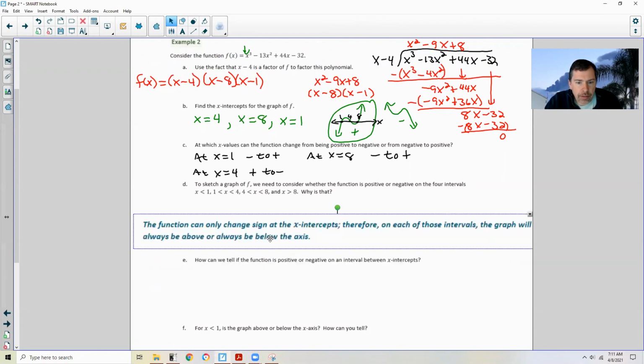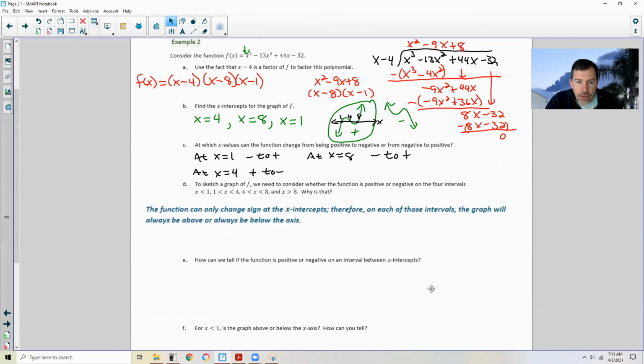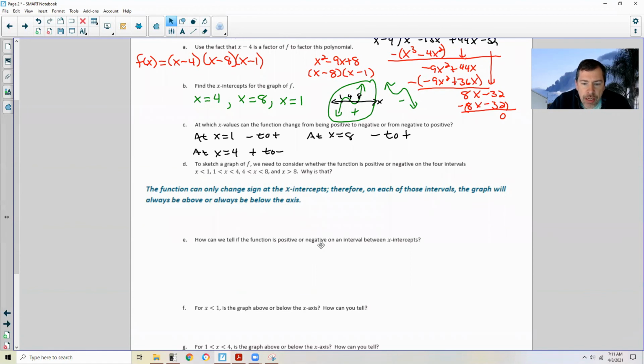And the reason is the function can only change sign at the x-intercepts. Therefore, in each of those intervals, the graph will always be above or always be below the axis, okay? But be careful of multiplicities that are even, because that's a double root, and the function comes down to the x-axis but turns and goes back up. If that happens, there would not be a change from positive to negative. Keep that in mind.